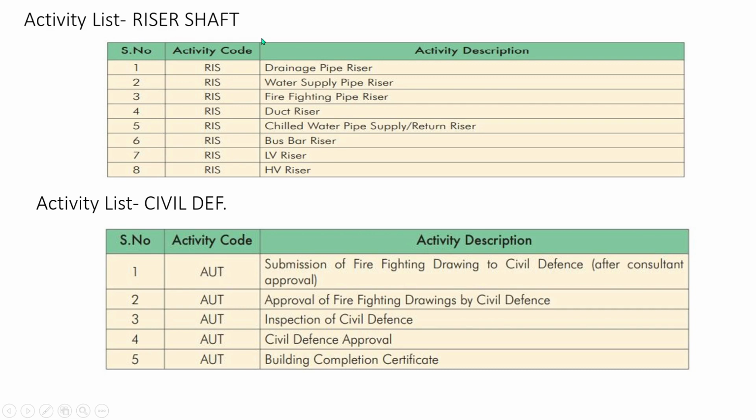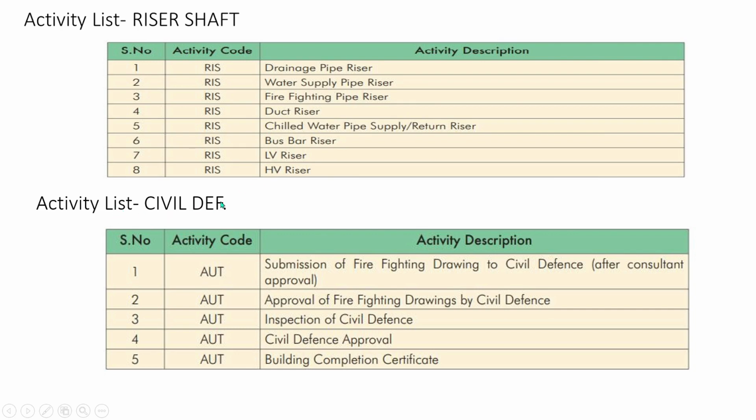Activity list on the riser shaft. So drainage pipe risers, water supply pipe risers, firefighting pipe risers. These kinds of risers are available in the plumbing and firefighting section. Duct risers, chilled water pipe supply and return risers: these three will come under electrical activities, so we don't need to worry about that.